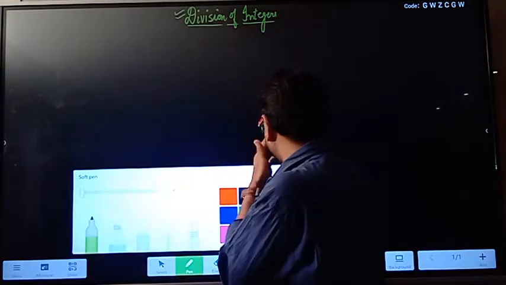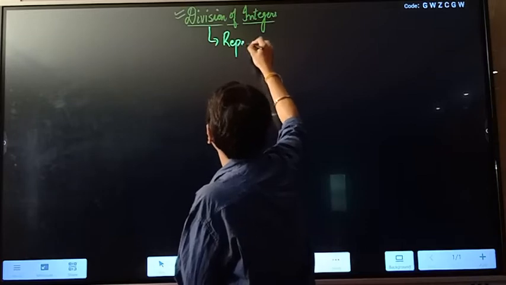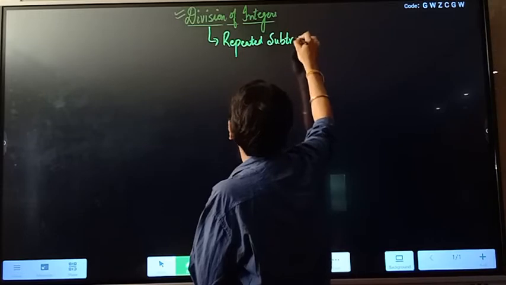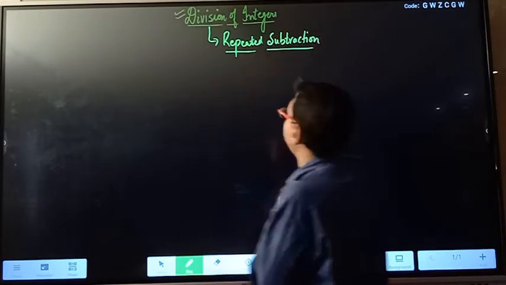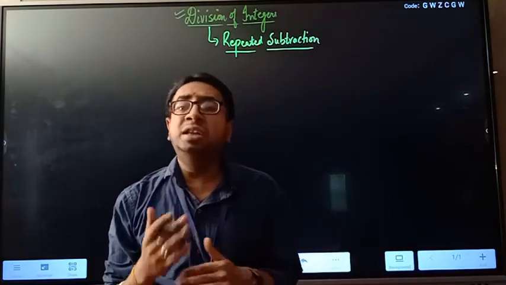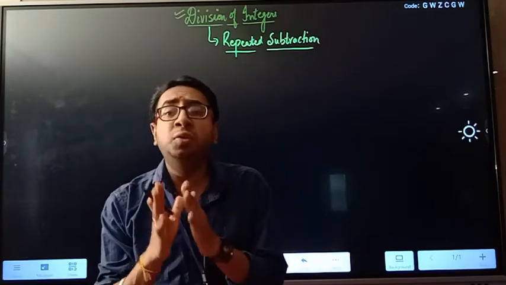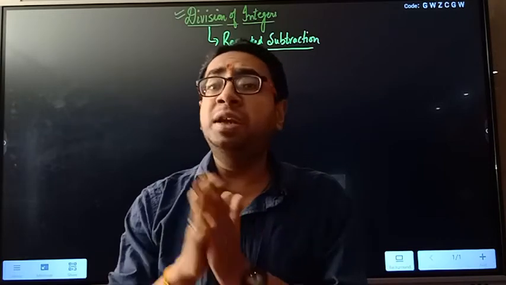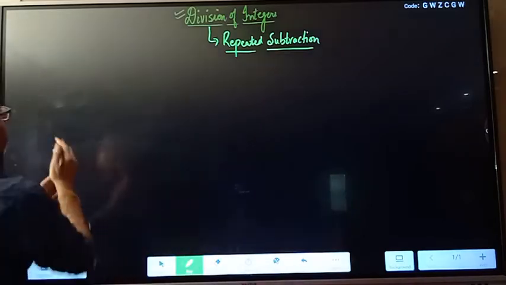Division is nothing but repeated subtraction. Yes or no? So when division is repeated subtraction, definitely whatever properties are followed by subtraction must be followed by division too. Because it's repeated subtraction, the rules applicable on subtraction are applicable on division also. Clear? Let's see first the rules.